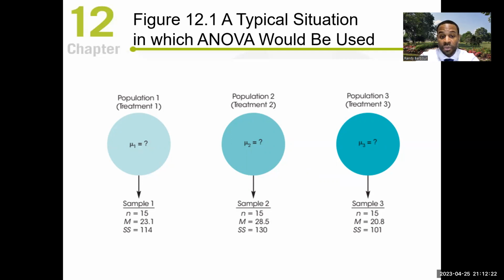You also have your sums of squares, and say for instance, population 1, sample 1 has an SS of 114. You're going to use that sums of squares to then calculate your variance. Your variance then also gives you your standard deviation, and that variance would allow you to get an idea of the amount of spread within each treatment, right? So you're looking at each of those variances for each independent group, okay?